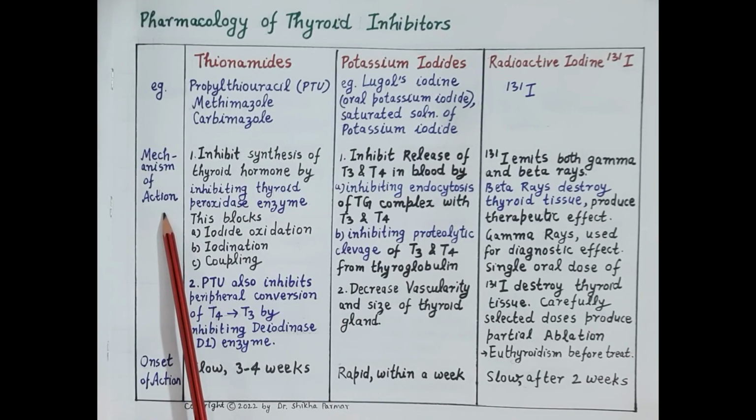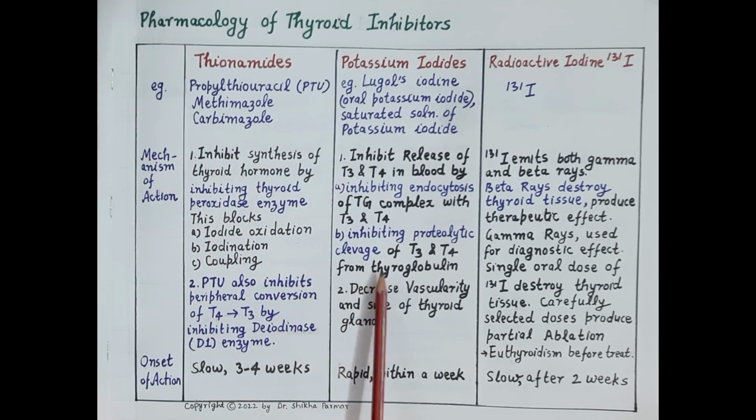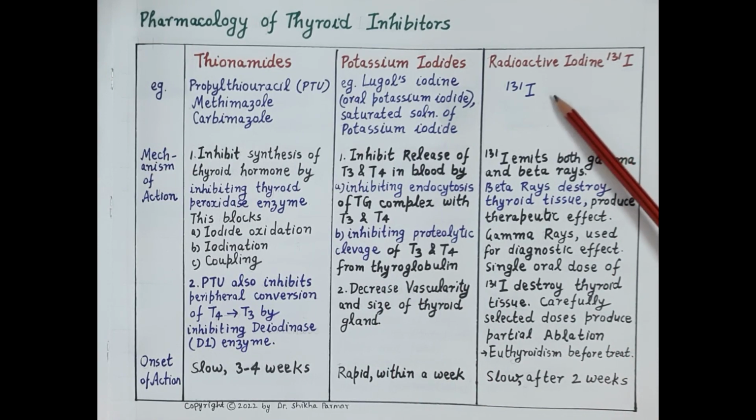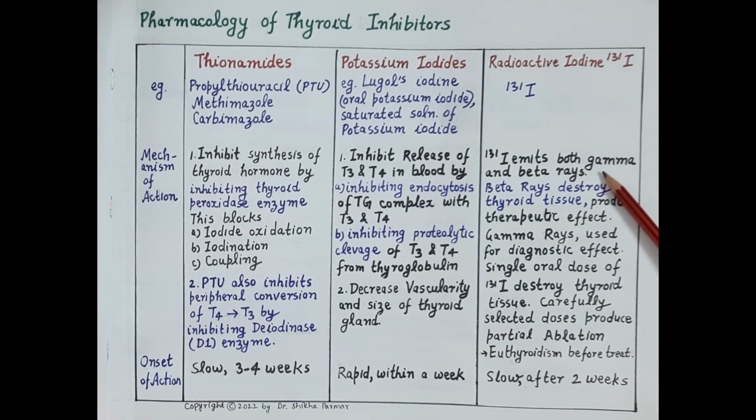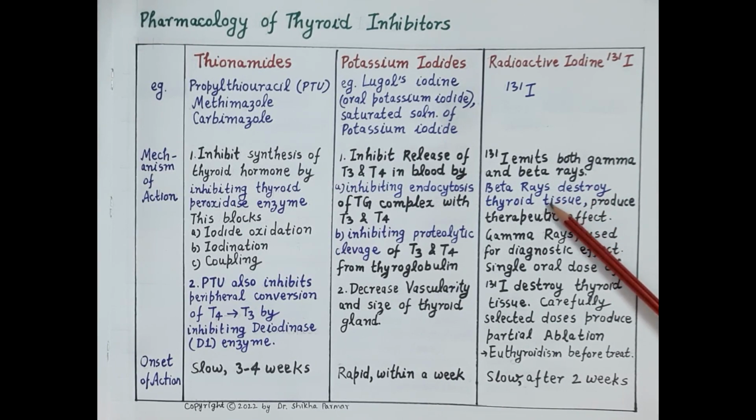So by now we have understood the mechanism of action of thionamides and potassium iodides. Now let's understand the mechanism of action of radioactive iodine. Now, the most commonly used iodine radioisotope is iodine 131. Now radioactive iodine emits both gamma as well as beta rays. Now beta rays are absorbed in the thyroid tissue, and thereafter absorption they destroy the thyroid tissue.